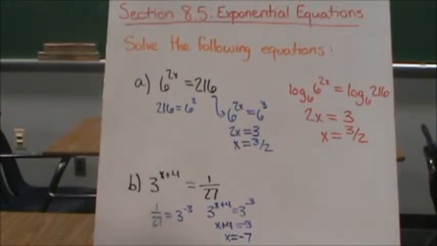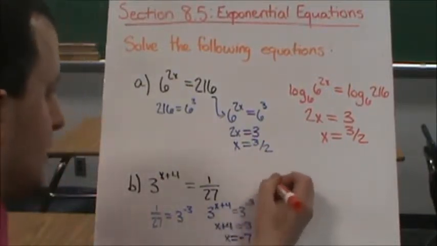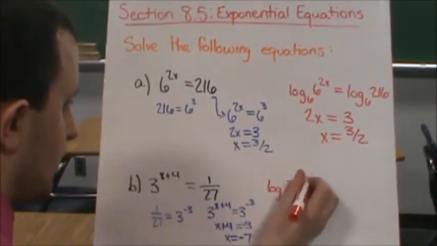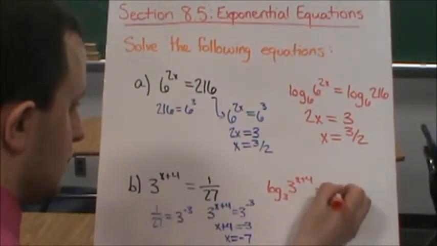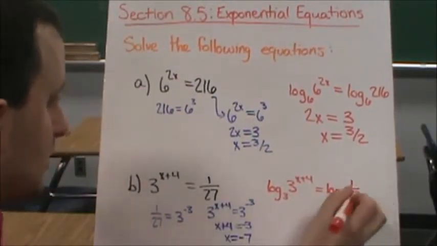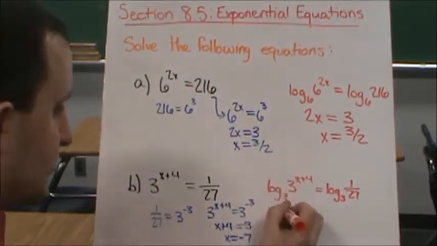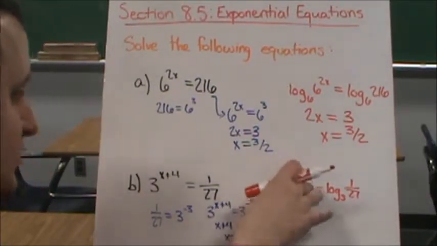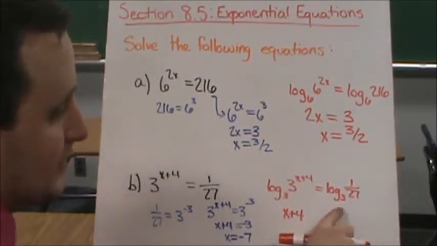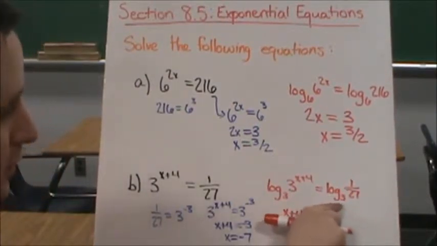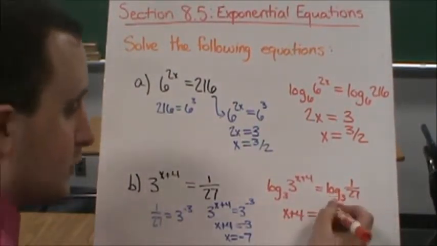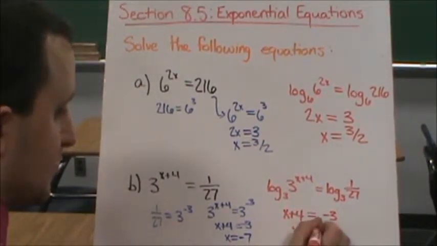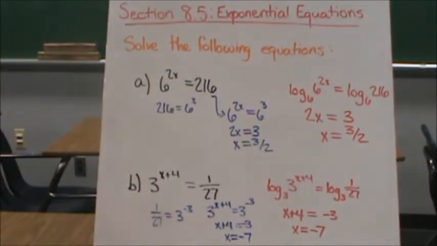Likewise, you could have taken the logarithm of both sides. You would have had log base 3 of 3 to the x plus 4 equals log base 3 of 1/27. Log base 3 of 3 to the x plus 4 just becomes x plus 4 because the logarithm and the exponential base cancel, and you're only left with the exponent. And then when you evaluate log base 3 of 1/27 and set it equal to this here, you will get a negative 3. Subtract 4 from both sides, you get x is equal to negative 7 in both cases.